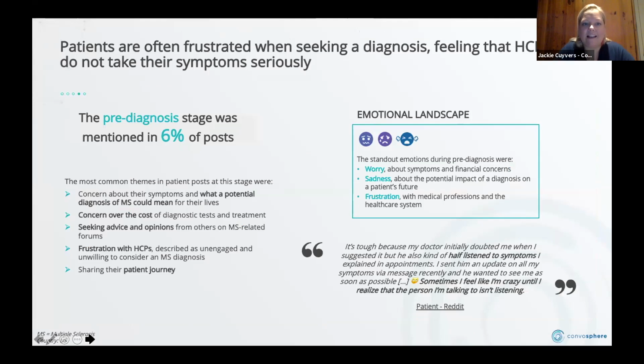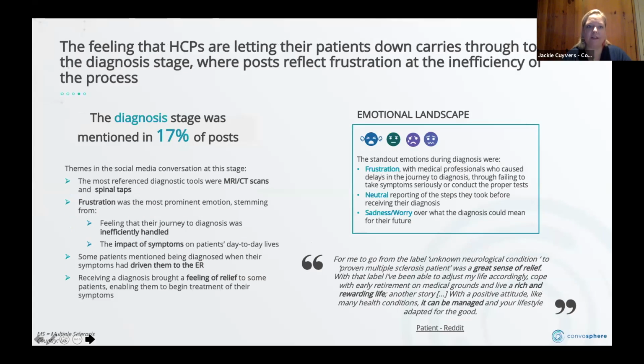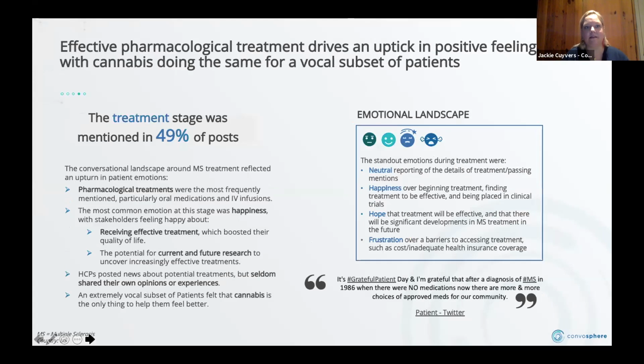So if we look at a little bit of a highlight per stage, again, pre-diagnosis, people are worried, sad, and frustrated and have concerns. At diagnosis, they're still frustrated, but they're starting to get the tests that are going to lead them to the answers. And then the treatment phase is where you start to see the emotions really changing, where you see hope that the treatment will be effective. You're starting to see happiness that they've started a new treatment, or there are new treatment opportunities for them. And this is where we're seeing a large change.